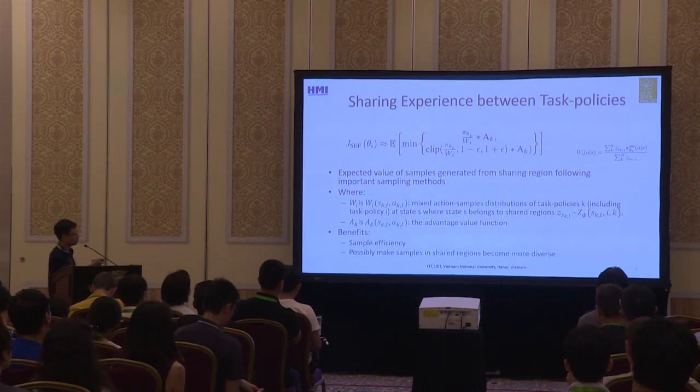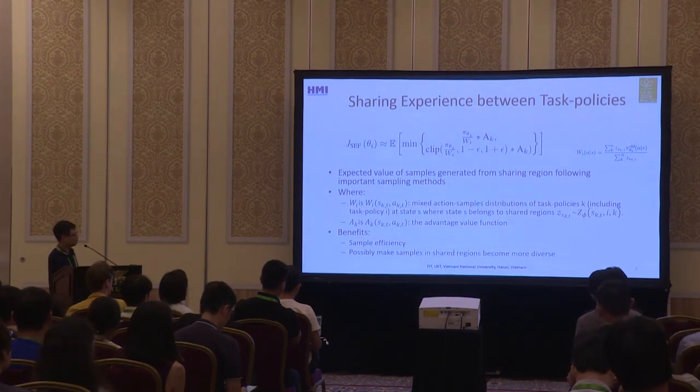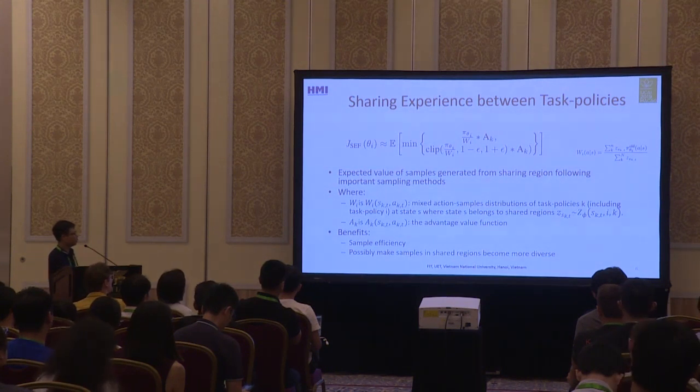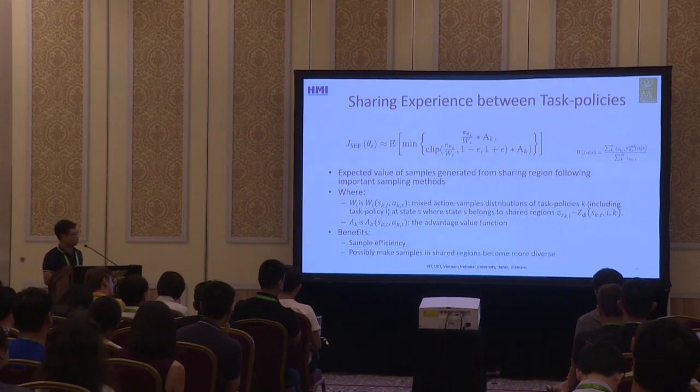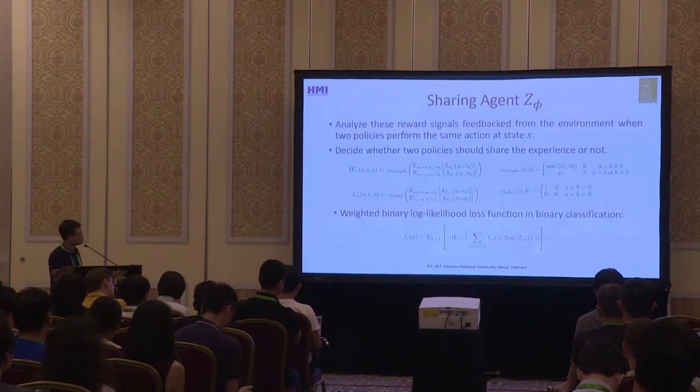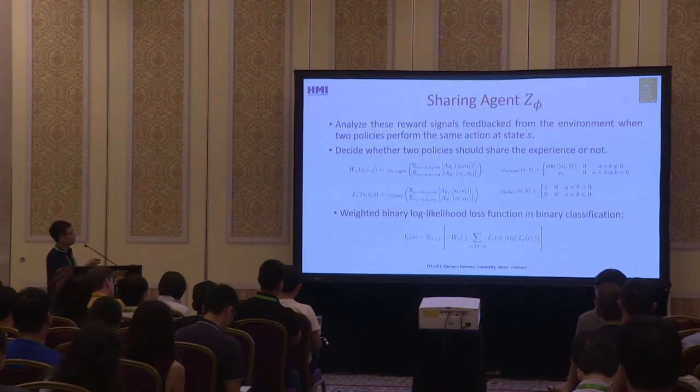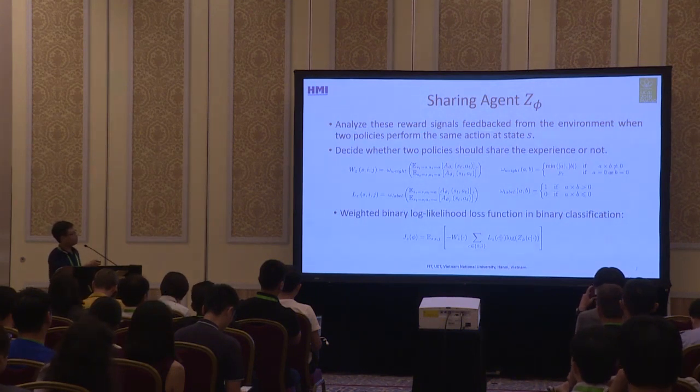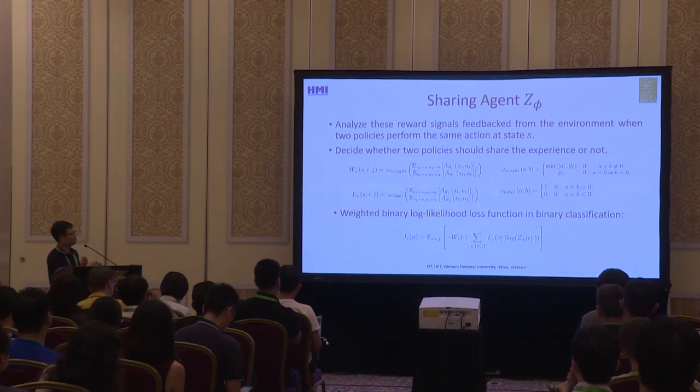The benefit of this framework is sample efficiency, because we don't have to sample another region. We use this sharing agent to sample. So it is possible to make the learning more efficient if we can diversify the sharing agents and sharing regions. So that is the framework. But to use the framework, we have to define the agent. The agent has to learn what the region to share is.